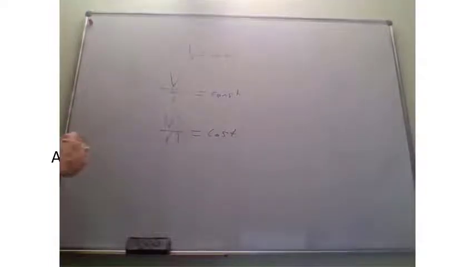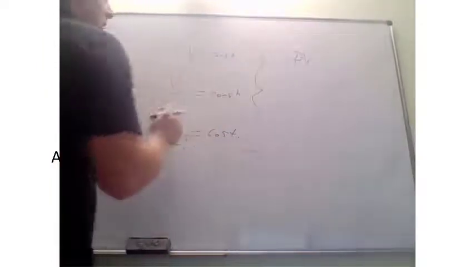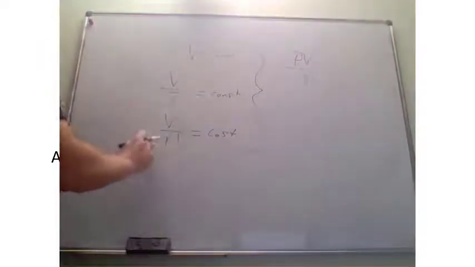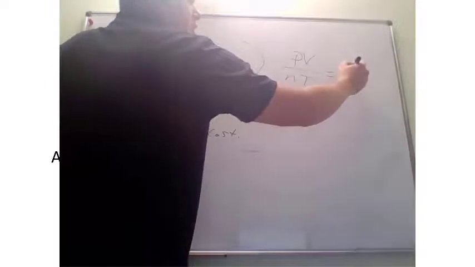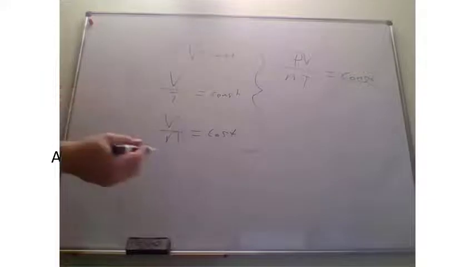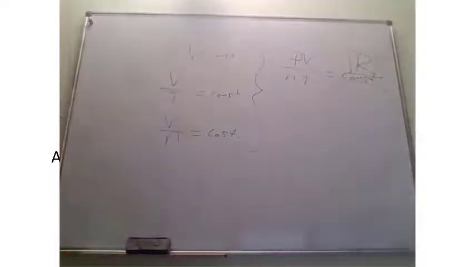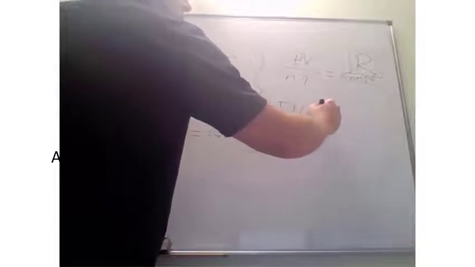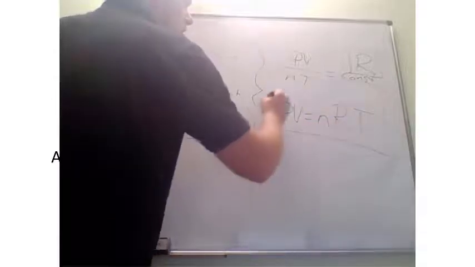Okay, so let's combine all these together. So we know P and V go together, and we know V is directly related to T, and we know that V is directly related to N. And so all of these together will form a new constant. And we can call this constant R, which is known as the gas constant. So if we rearrange this equation, we have the pressure times the volume is equal to the number of moles times a gas constant times temperature in Kelvin.